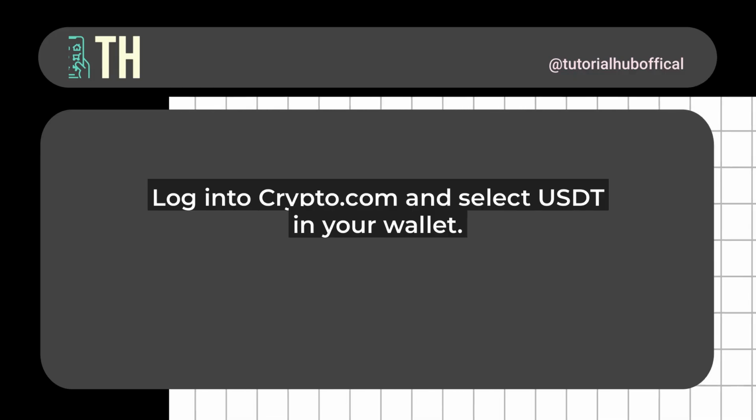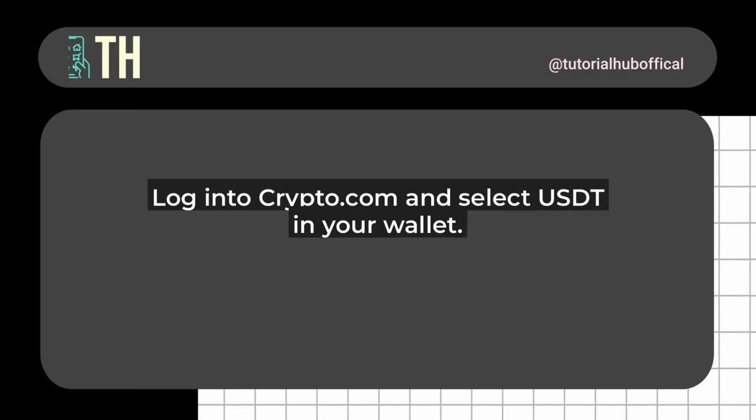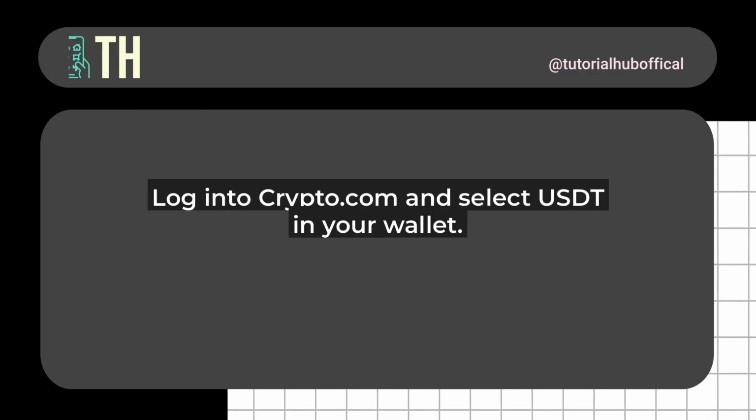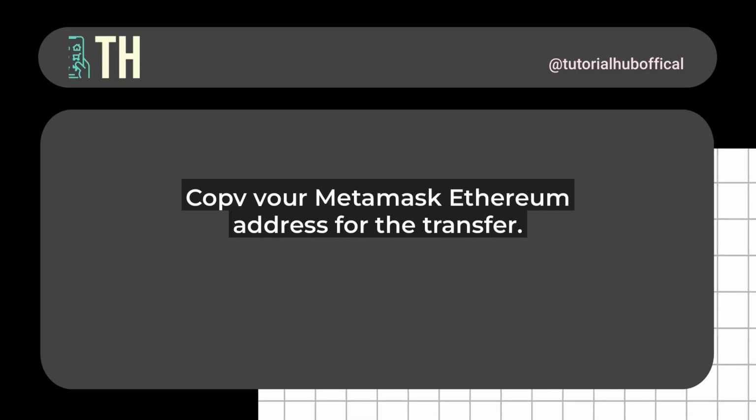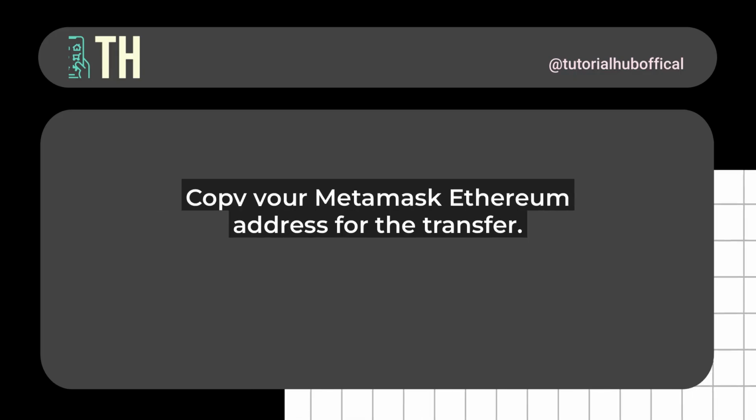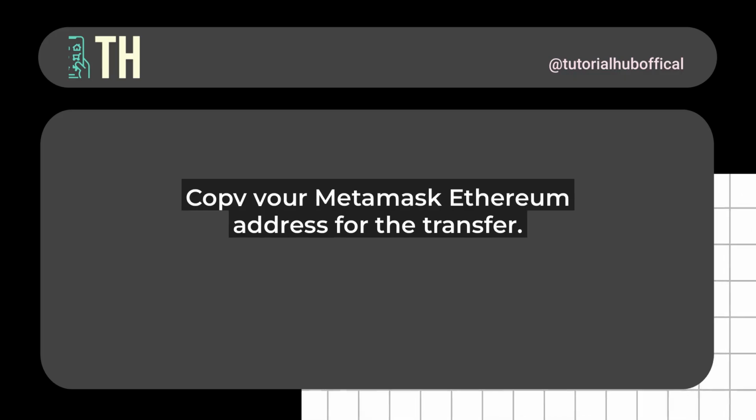Great. Step 1. Log into your Crypto.com app or website. Head over to your wallet section and select USDT from your list of assets. Look for the Withdraw or Send option. It's usually right there on the screen.